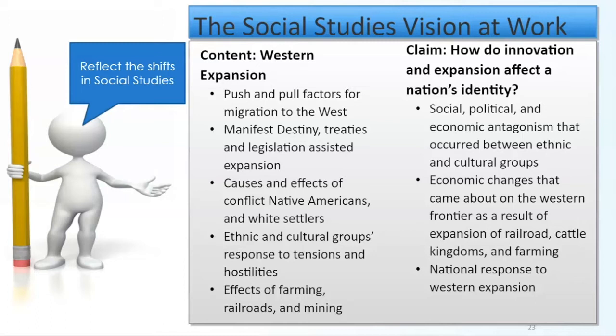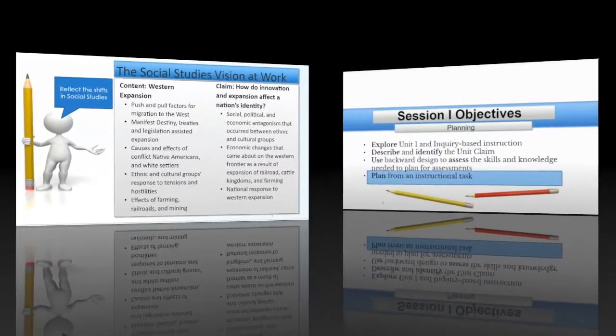As we start to do this, you're going to see that students are not just having questions asked. What we are doing is seeing the questions are posed in a way to push students to integrate the strands, to make connections to key themes, or even across curriculum. If that claim is how do innovation and expansion affect the nation's identity, you're going to have them pull for social, political, economic antagonism, economic changes on the Western frontier, and what the national response is to Western expansion.